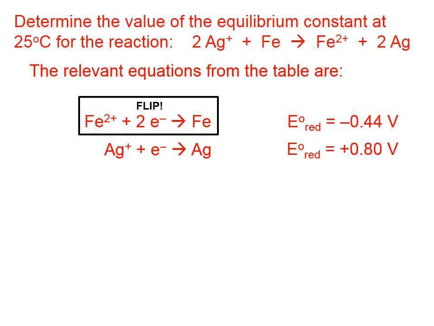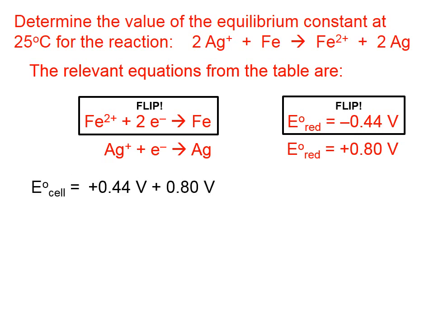When we flip one of the reduction forms of the equation to the oxidation form, we also need to flip the sign of the reduction potential. E naught for this cell is going to be not negative 0.44, but rather positive 0.44 plus 0.8, which is 1.24 volts. This tells us that this reaction is thermodynamically favorable. That's what TF stands for, or spontaneous.